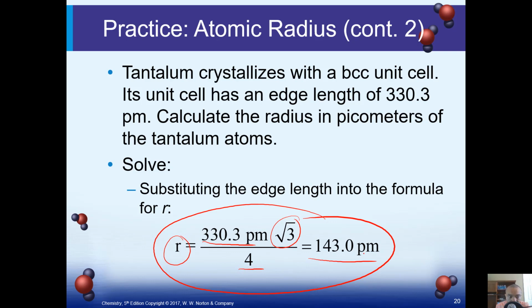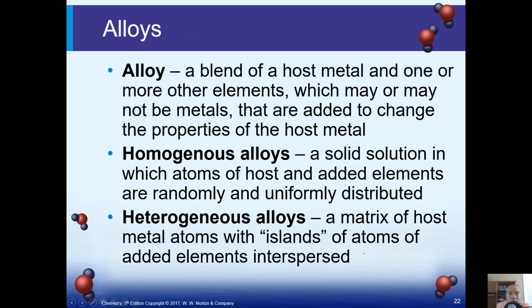Let's switch gears and talk about different alloys. We define an alloy as a blend of a host metal with one or more other elements, which may or may not be metals. The properties of the alloy may be significantly different than the properties of the host metal in the pure state. For example, pure gold is extremely soft, but when mixed with other metals like nickel, tin, copper, it becomes hard enough to be used in jewelry, etc.